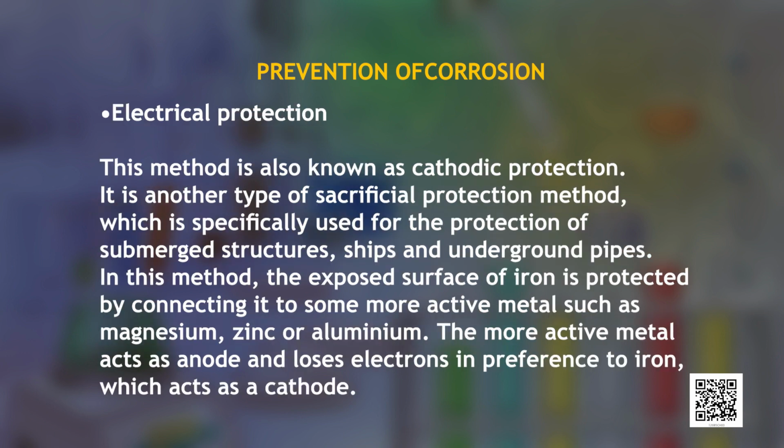Another method is electrical protection. This method is also known as cathodic protection. It is another type of sacrificial protection method which is specifically used for the protection of submerged structures, ships and underground pipes. In this method, the exposed surface of iron is protected by connecting it to some more active metal such as magnesium, zinc or aluminium. The more active metal acts as anode and loses electrons in preference to the iron which acts as a cathode.